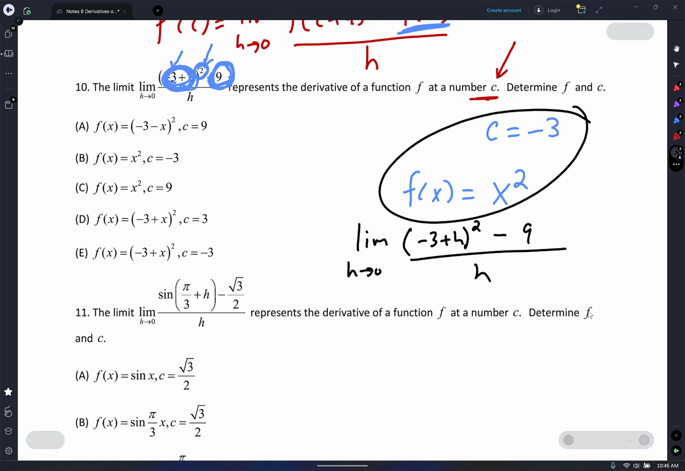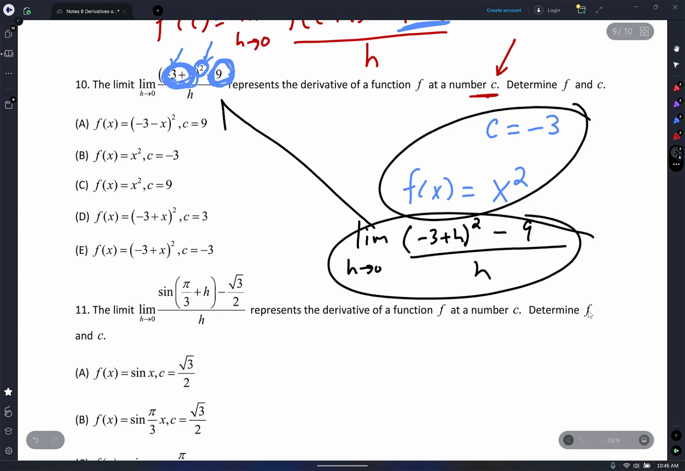And then check it out. Isn't that the same? So that means my f of x was x squared, and the number that they evaluated at was a negative 3. Does that make sense, guys? All right.